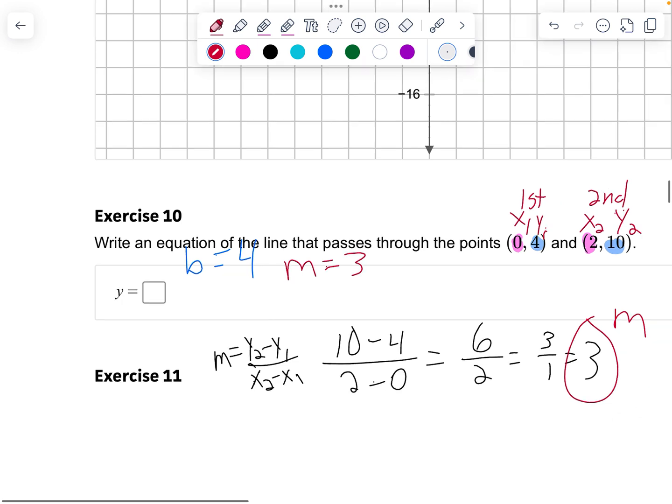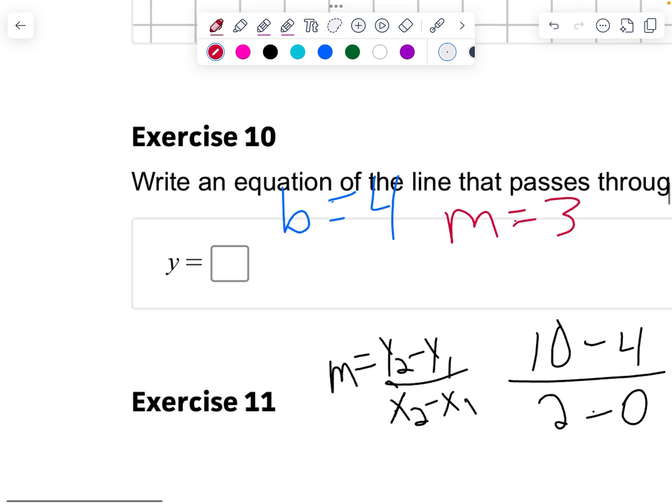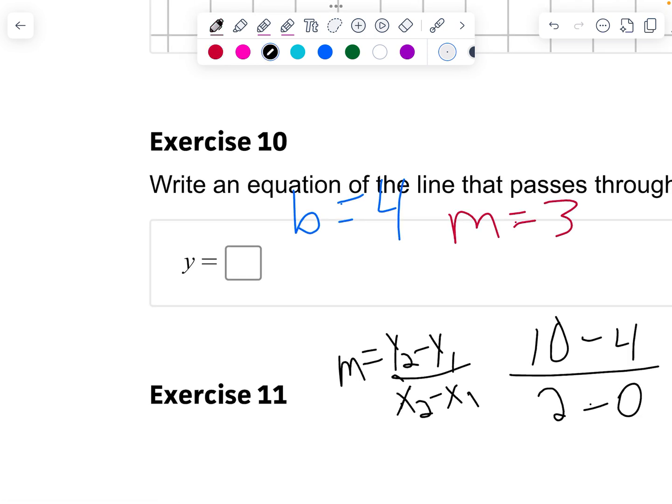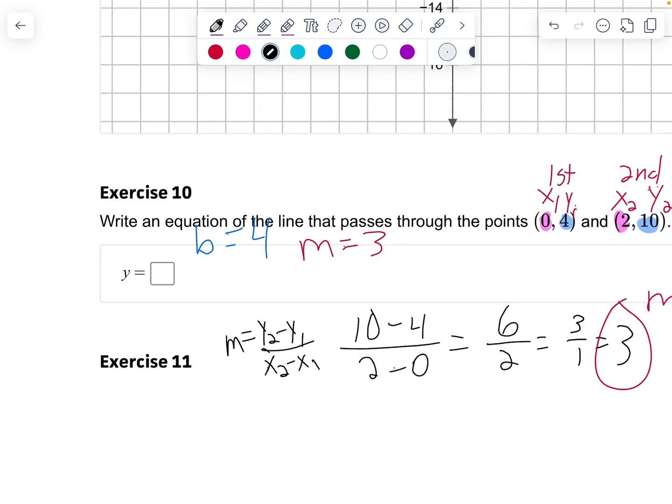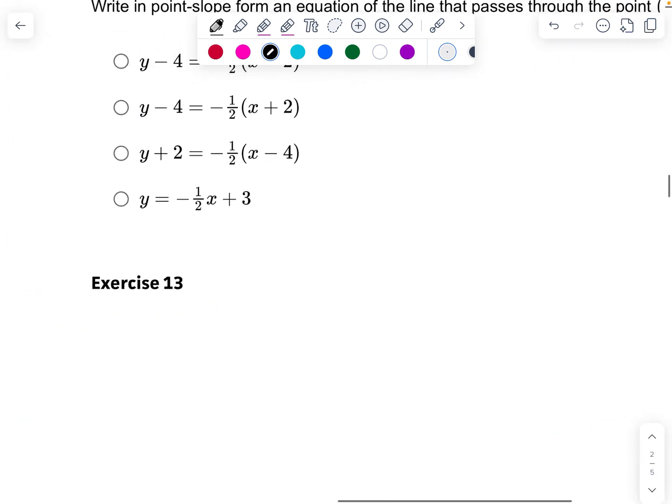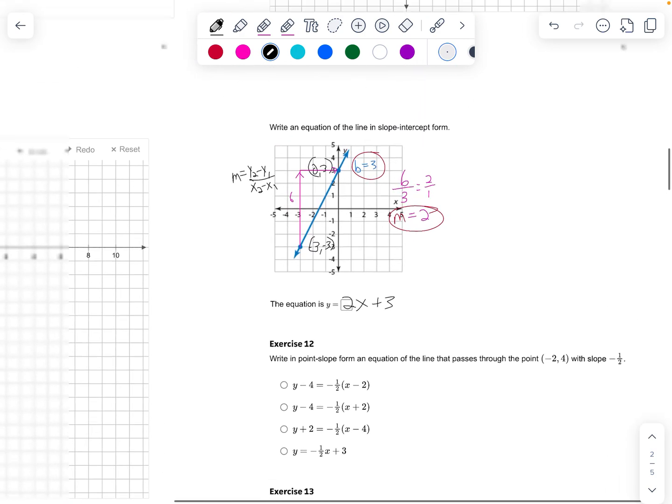And my y-intercept is 4. So I can plug those in now. Y equals 3x plus positive 4. All right, there's number 10. We're all halfway through. I'm going to try and go faster here.